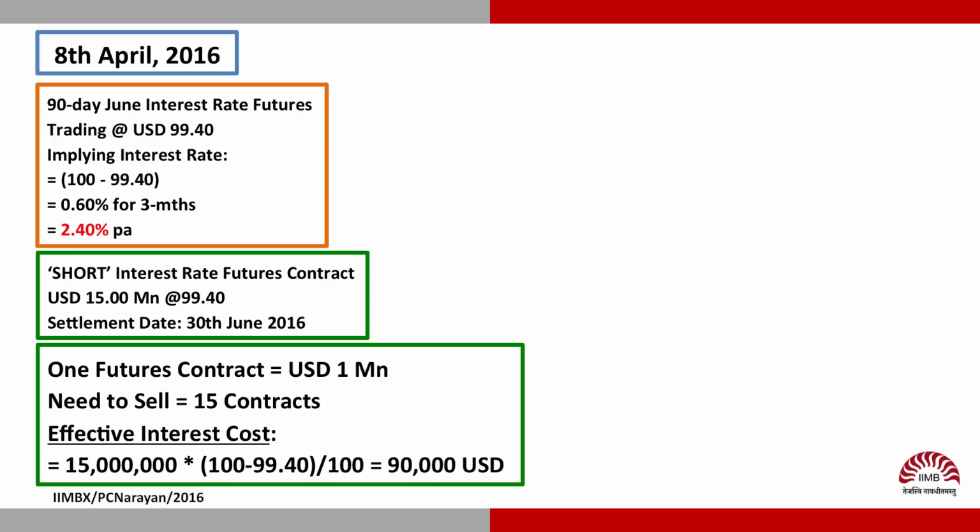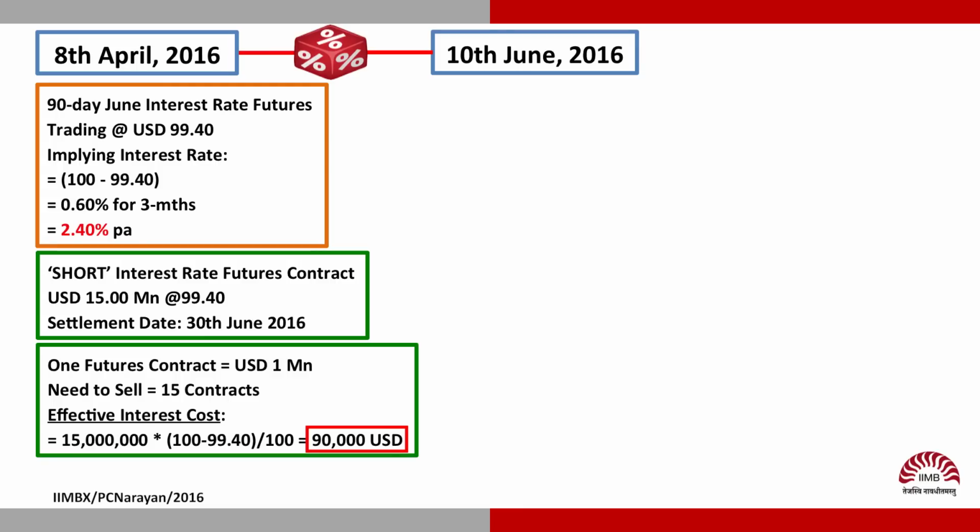We will now see how this 90,000 US dollars will be the interest cost to the firm, irrespective of which way the 3-month interest rates move between today, the 8th of April, and the start date of the loan, 10th of June 2016. We look at 2 scenarios to understand this better. One where the interest rate goes up and the other where the interest rate goes down between 8th of April 2016 and 10th of June 2016.